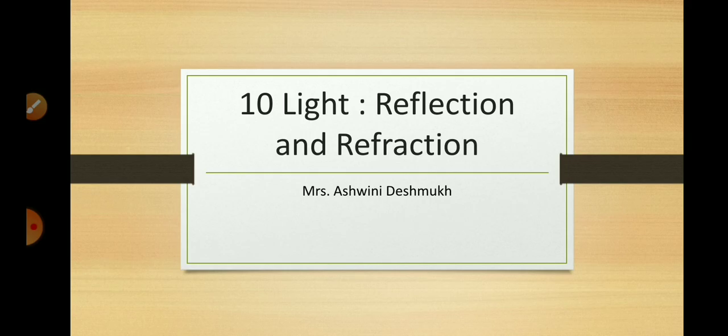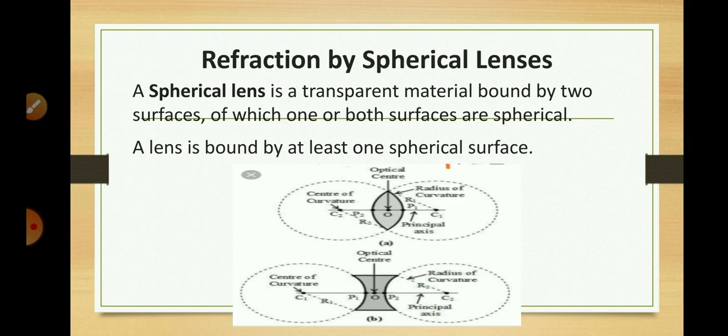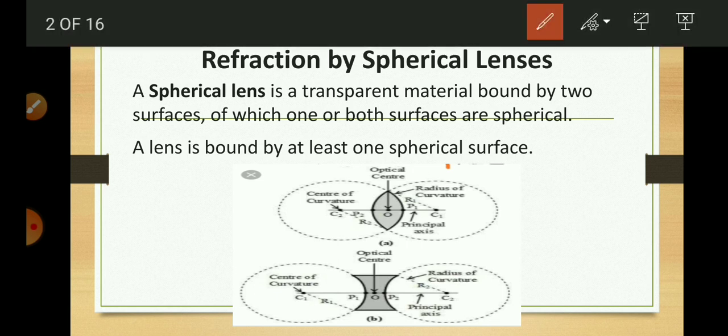So let's start. What is lens? A transparent material bounded by two surfaces, of which one or both the surfaces are spherical, forms a lens. You can see it in this diagram that these two lenses are formed by the two spherical surfaces. So a lens is a transparent material bounded by two spherical surfaces, or in some lenses you can observe one spherical surface and the other surface would be plane.